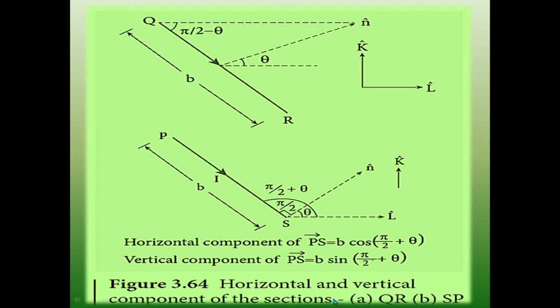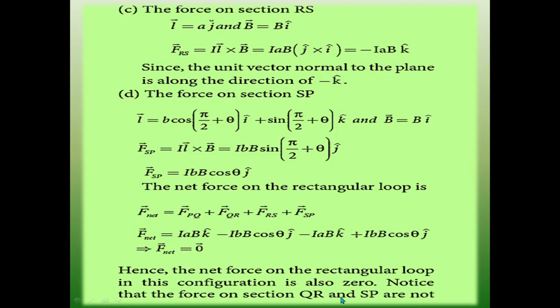Part C, the force on section RS. Already we know the values of the L vector and B vector, a J cap and B I cap. Substituting into the formula, F RS vector is equal to I L vector cross B vector. So it can be written as I a B (J cap cross K cap), and J cap cross K cap is nothing but minus K cap.